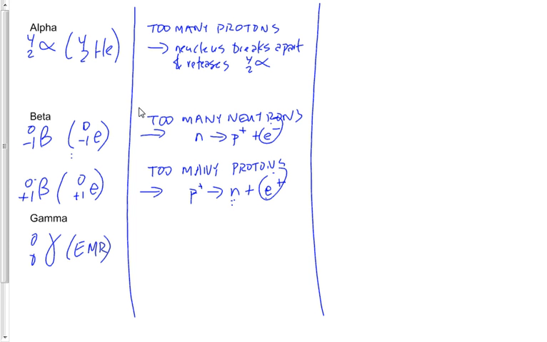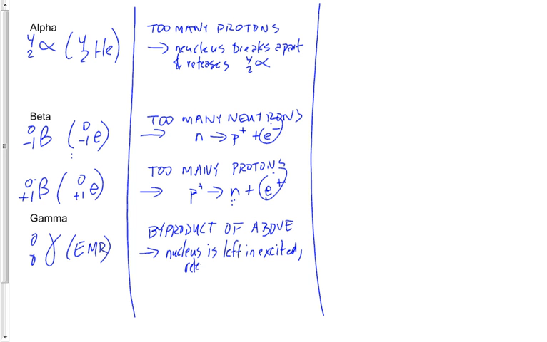Finally, we have gamma decay. Gamma decay occurs as a byproduct of some other type of nuclear reaction. When that happens, the nucleus is left in an excited state. But it goes back to normal. As it goes back to normal, it releases a photon, and that photon is a gamma ray.